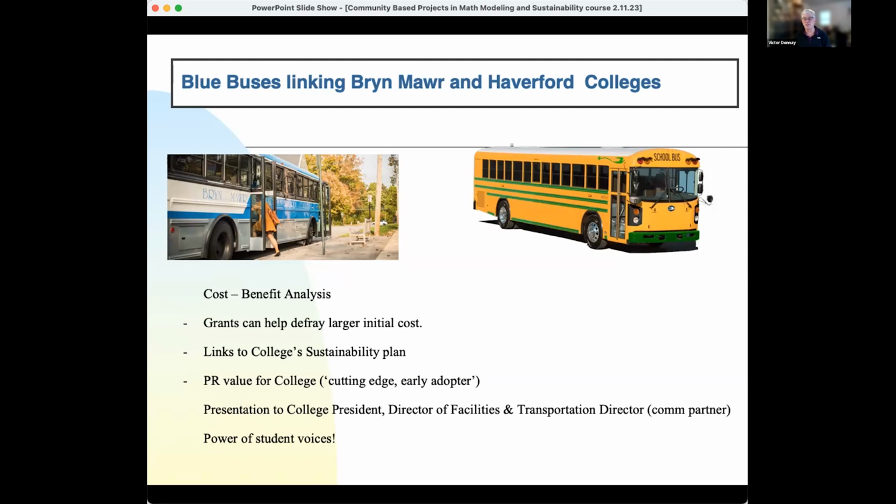We managed to get the college president there, the director of facilities, and the transportation director who had been the students' partner and had gotten data for them. And a real big takeaway from all these projects is the power of student voices. If you're in a college, in a school, the business is education. And so students will get listened to much more than faculty or other people. So kind of banking on that.